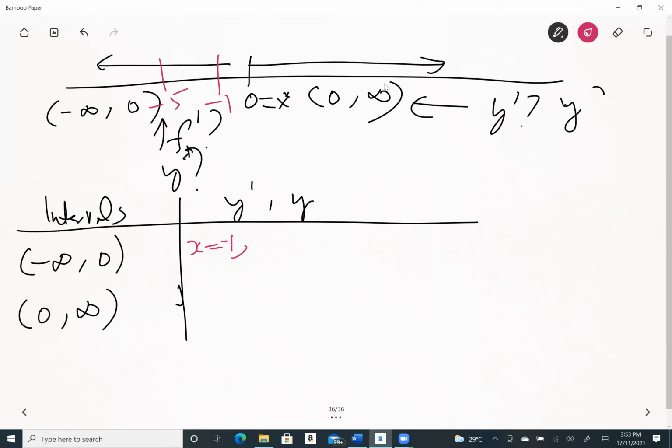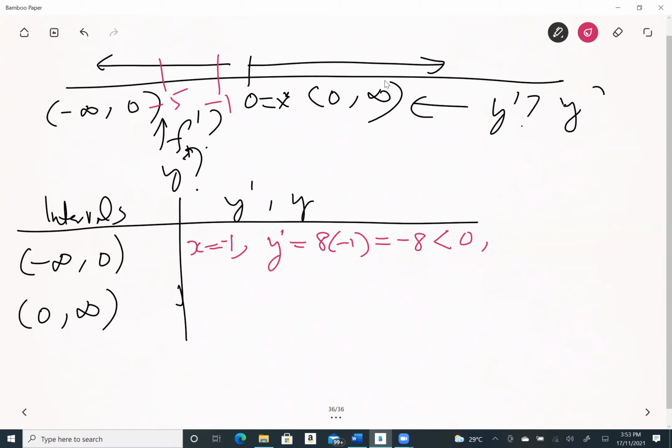Then we want to check y prime. What is y prime? Y prime is 8x. So 8 times -1 equal to -8. Now -8 is less than 0, negative. Now if y prime is negative, what about the function? Is it increasing or decreasing?